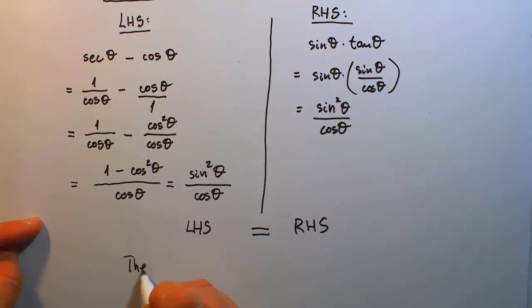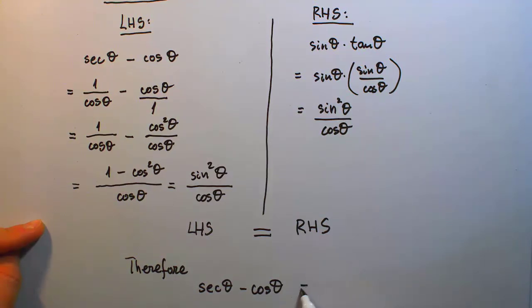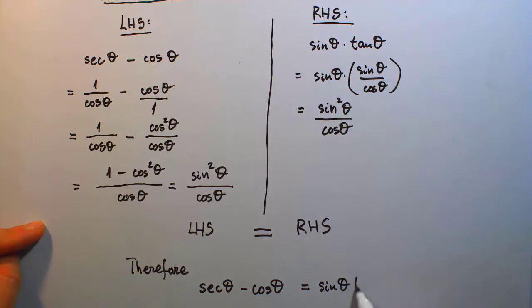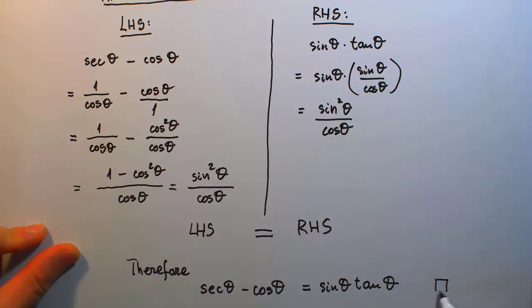So I'm going to say, therefore, our identity from the beginning, secant of theta minus cosine of theta on the left hand side, will always equal sine theta times tangent theta on the right hand side, regardless of which value we substitute in for theta. And that is the end of our proof.